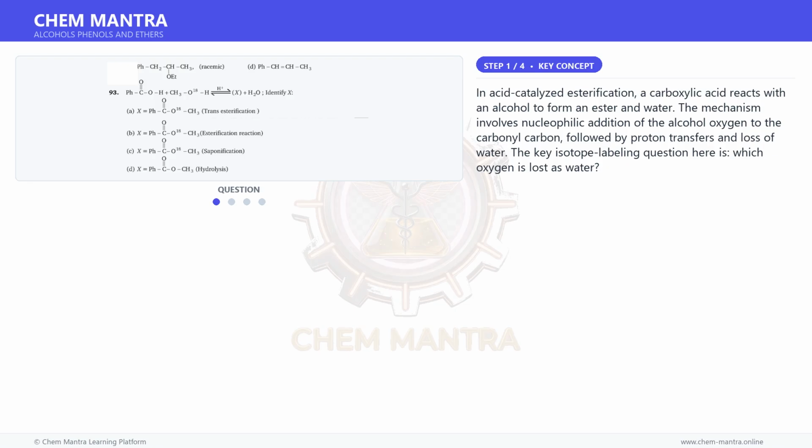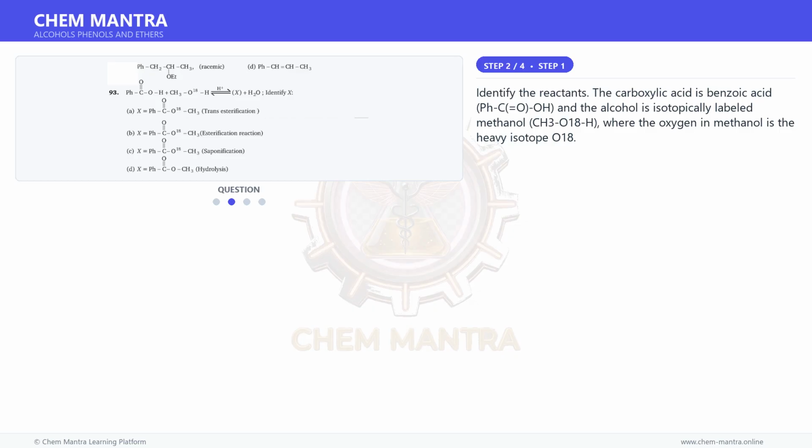The mechanism involves nucleophilic addition of the alcohol oxygen to the carbonyl carbon, followed by proton transfers and loss of water. The key isotope labeling question here is, which oxygen is lost as water? Moving on to the next step.